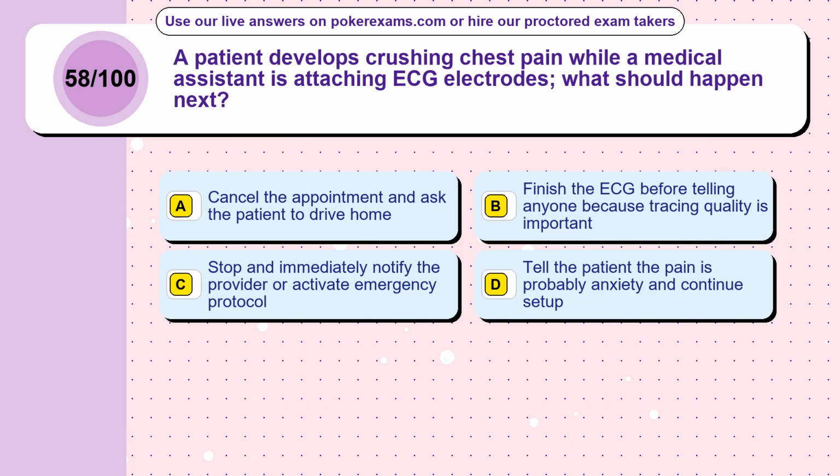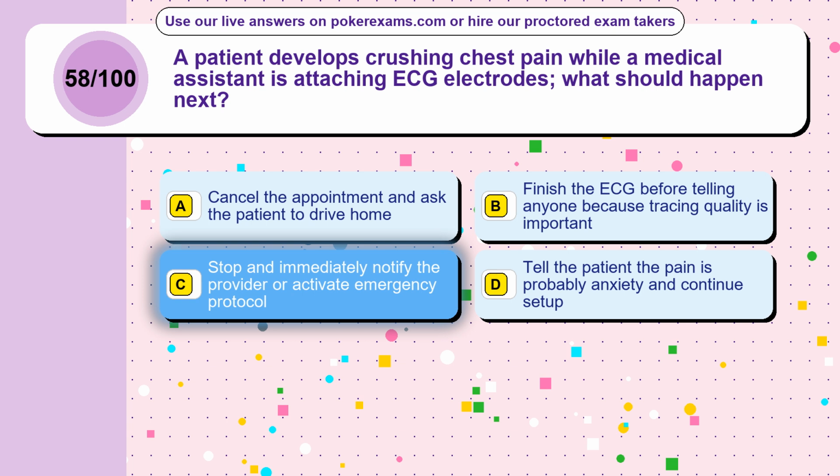Question 58. A patient develops crushing chest pain while a medical assistant is attaching ECG electrodes. What should happen next? Option A. Cancel the appointment and ask the patient to drive home. Option B. Finish the ECG before telling anyone because tracing quality is important. Option C. Stop and immediately notify the provider or activate emergency protocol. Option D. Tell the patient the pain is probably anxiety and continue setup. The correct answer is option C.